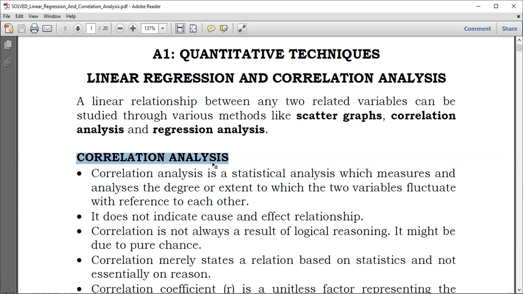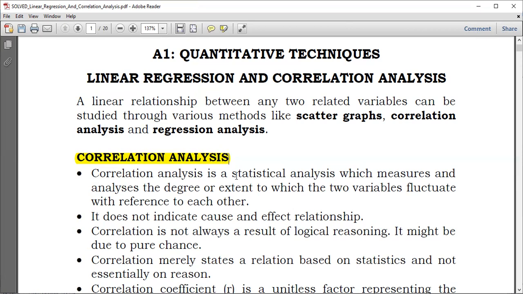Correlation is simply the degree of association between or among variables. Let's say you have two variables, x and y. How does x change when y changes? Or how does y change when x changes? The degree of correlation: maybe when x changes by 100%, y changes by 90%. Something like that gives you the correlation, the degree of association.